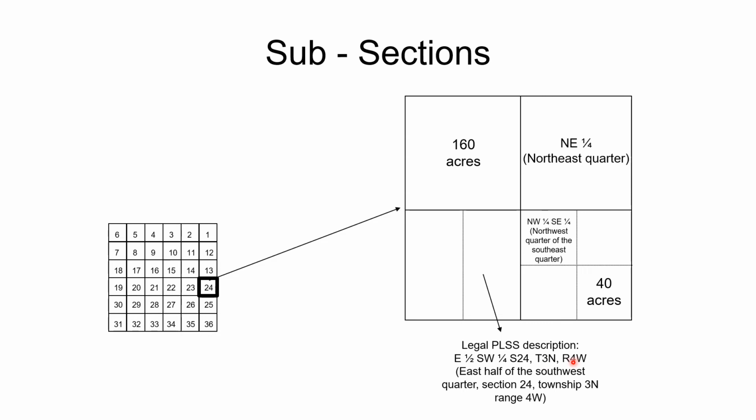Okay? This all makes sense, but you have to sort of think about it and think about the fact that all legal descriptions start with the description of the smallest parcel and then go out from there, ending with the description of the township, basically. Okay?